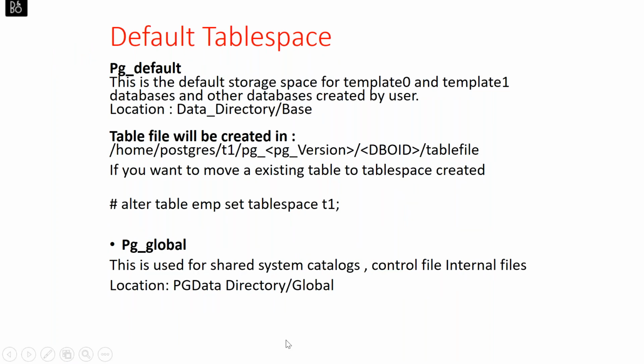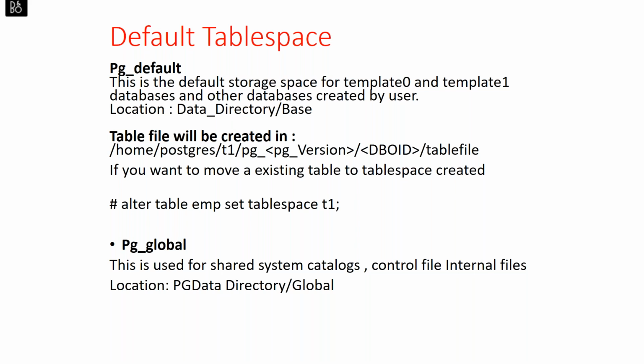So pg_global is the default global directory for all the cluster files. Not the database metadata, but cluster metadata. Database metadata would be the data about the data, like about the tables, indexes, sequences, objects. But this is about the system catalog, control file, internal files. The error log files are not here; the error log file is in the data directory.